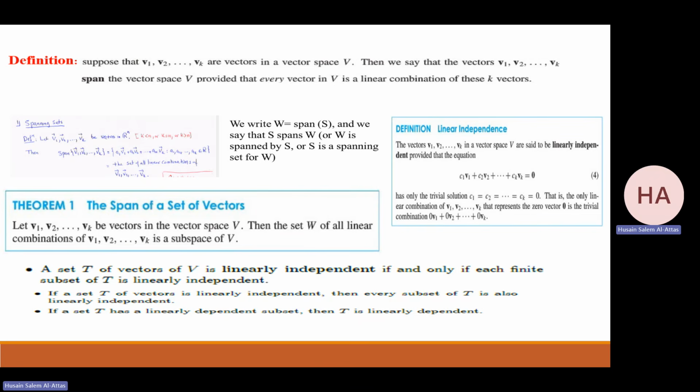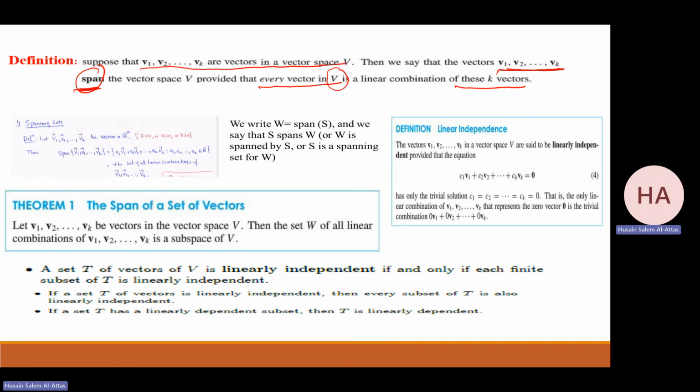Now, if we have vectors in a subspace, we use the word span. What do they mean by the span? We say a collection of vectors spans the vector space if every vector in V is a linear combination of these k vectors. In other words, these vectors generate all of the space. Any vector in the space can be written as a linear combination of these k vectors. So this is what they mean by the word span.